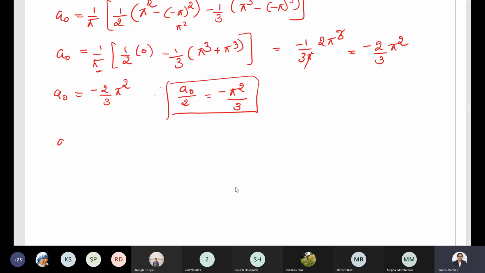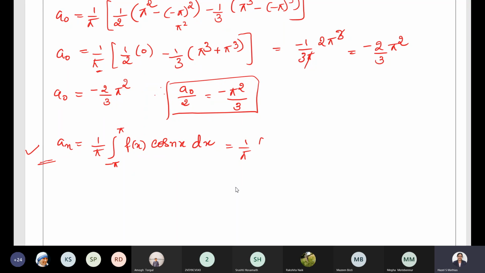So we are done with A naught. Next we shall find AN. What is the formula for AN? It's 1 by pi, integral from minus pi to pi of f of x cos nx dx. This is a standard formula you should remember. Suppose the function happens to be even or odd, it will be 2 times the integral from 0 to pi. Okay, this is your standard formula. An equals 1 by pi, integral from minus pi to pi of f of x cos nx dx.